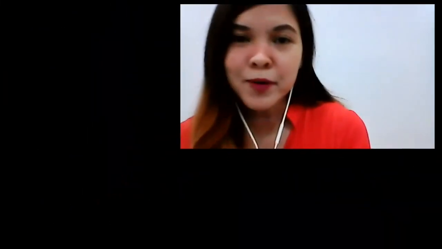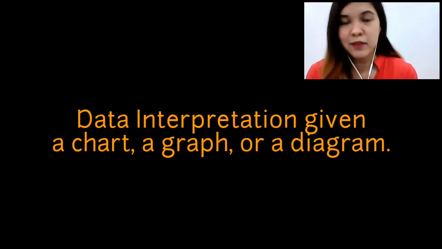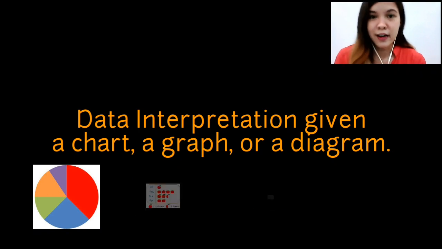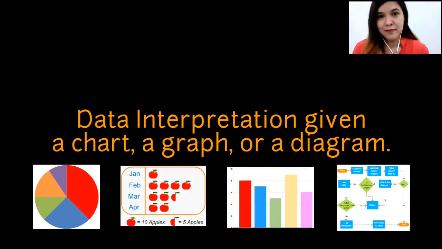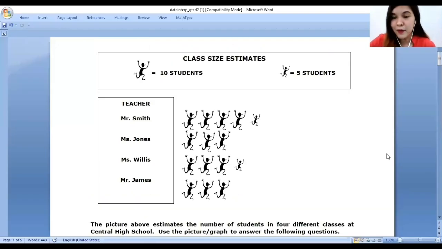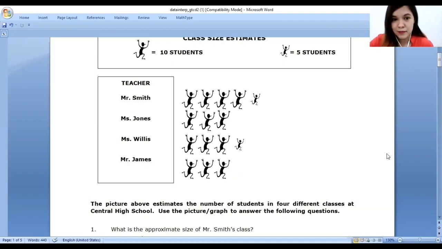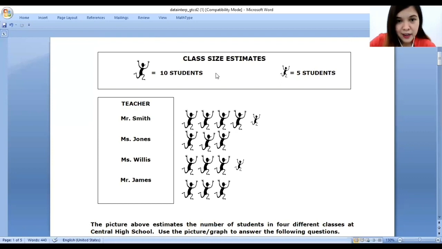Class, so today I'm going to give you real-life applications of data interpretation given a chart, a graph, or a diagram. Let's proceed. We have here example number 1, a pictograph, wherein class size estimates 10 students. So that is its representation, the bigger picture. Then 5 students, a smaller picture of an individual.